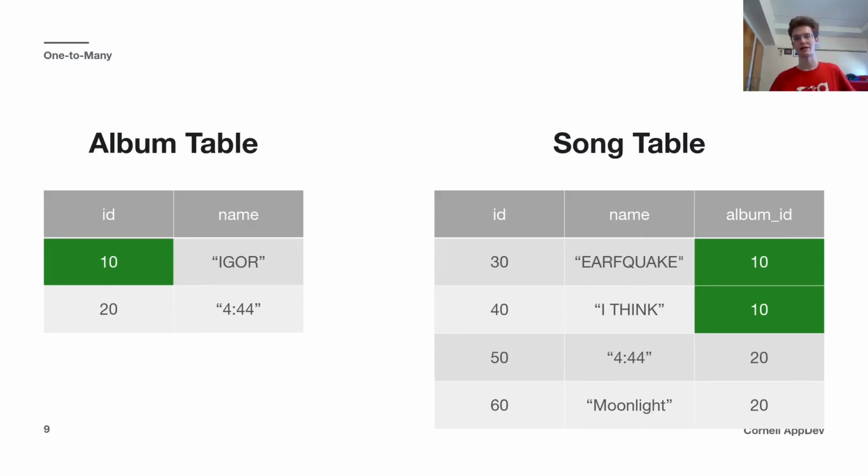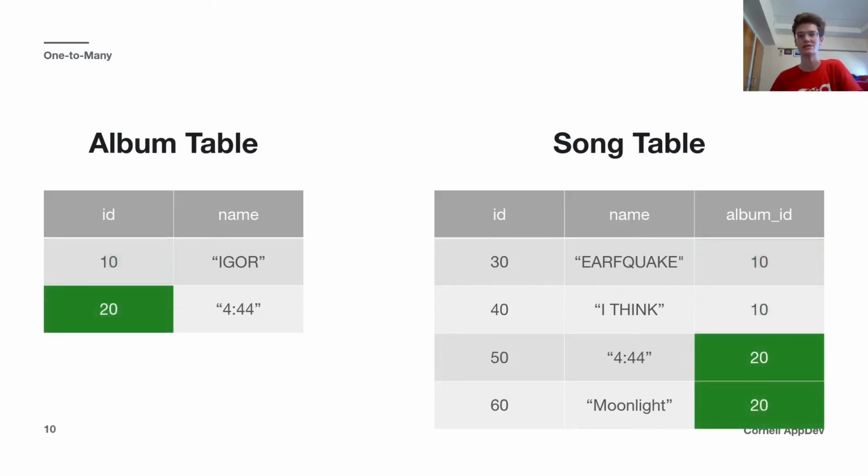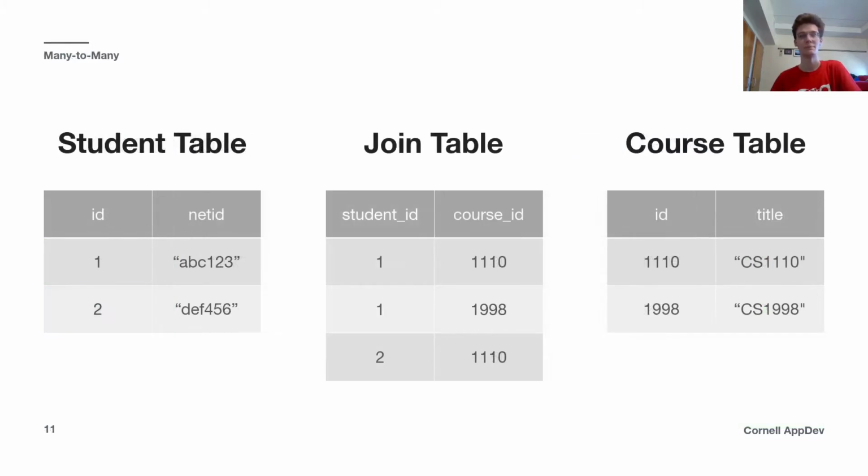This album has the first two songs there, and this album has the second two songs there because each album can have multiple songs. We also talked about many-to-many, like in the example of students and courses, and what students are enrolled in what courses.